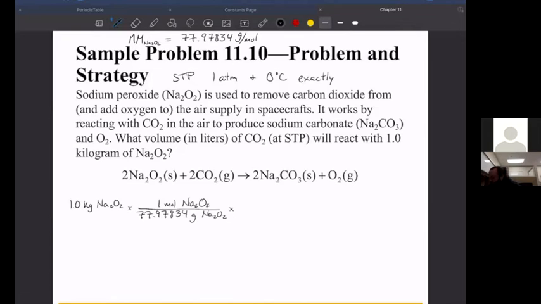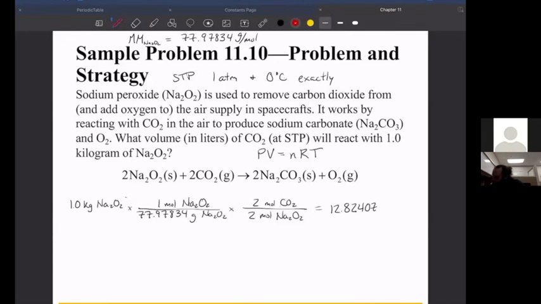Now I can use my balanced chemical equation, which tells me that 2 moles of sodium peroxide are consumed along with 2 moles of CO2. And since eventually I want to use my ideal gas law, PV equals nRT, I'm going to leave it in moles. All right, so I'm going to solve for it, getting my answer in moles. So punching that into the calculator, 12.82407, going to pay attention to my units.